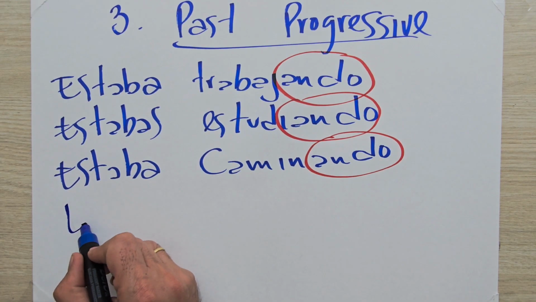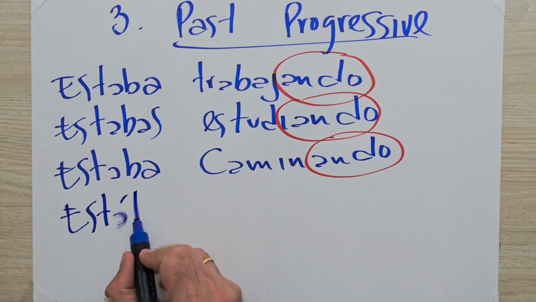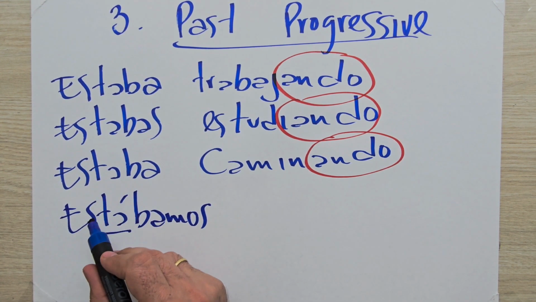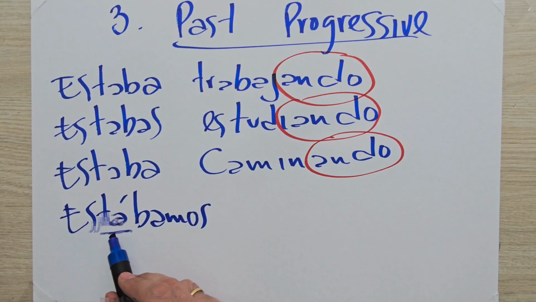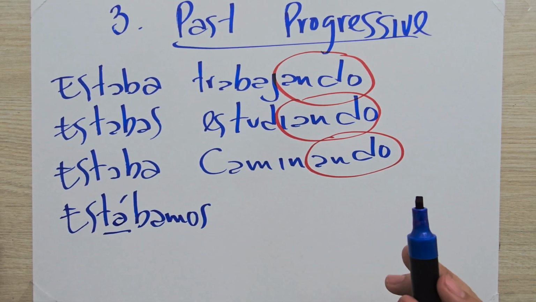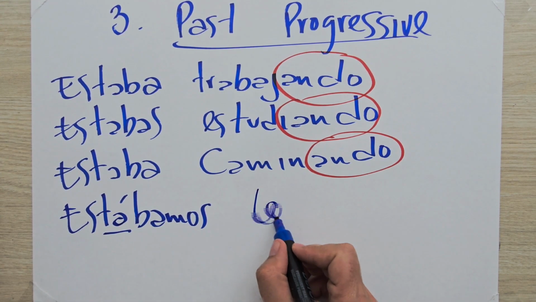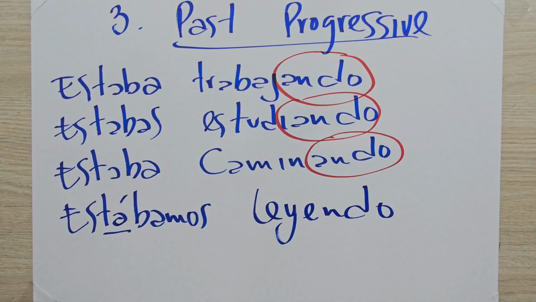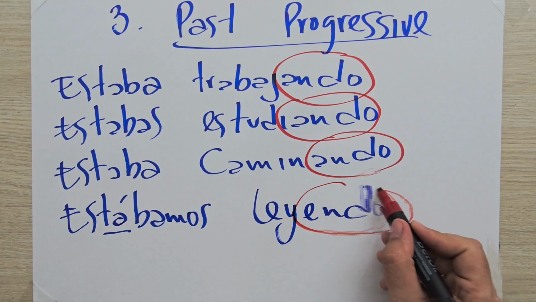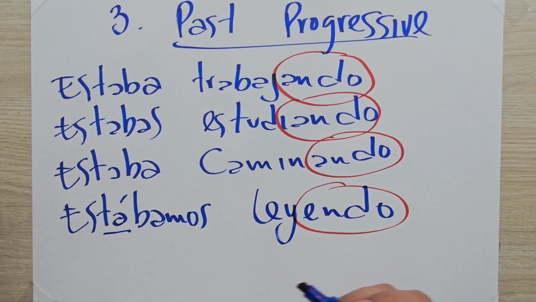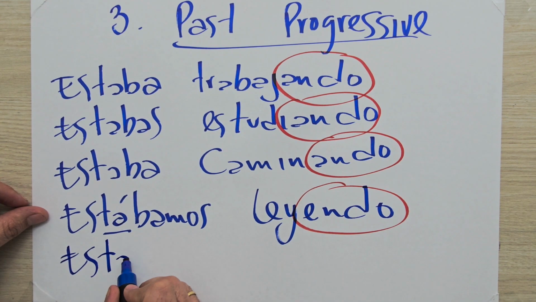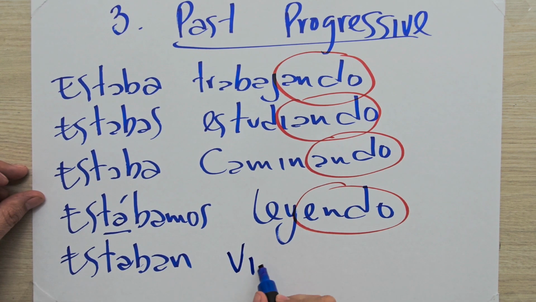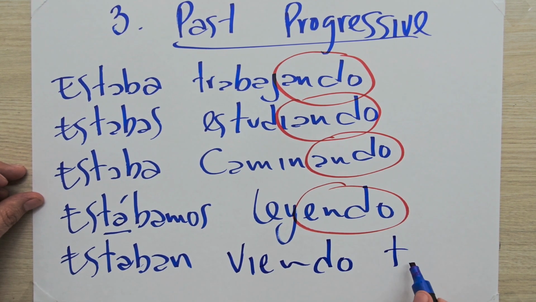We were doing something. Estábamos. The emphasis is very important here. Most people mispronounce this word. The emphasis is in the syllable ta, T-A. This is an A. Estábamos, no estábamos. Estábamos leyendo. We were reading. Leyendo. And the conjugation for they, estaban. Estaban viendo televisión.